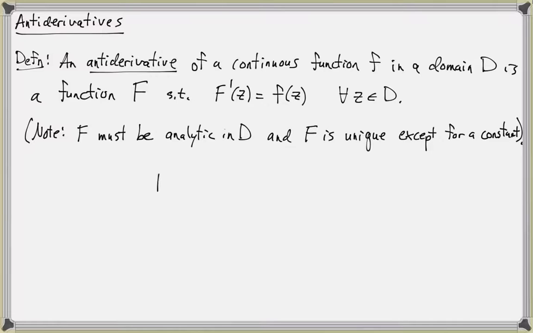Imagine we had two antiderivatives, capital F and capital G. We could define the function capital F minus capital G, and the derivative of this function would be equal to 0 since they're both antiderivatives of little f. This would just be f of z minus f of z. So any function whose derivative is 0 on a domain is constant. And so that shows that any two antiderivatives would differ by at most a constant.